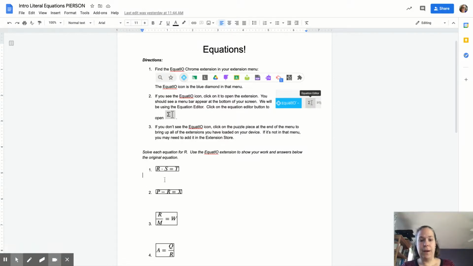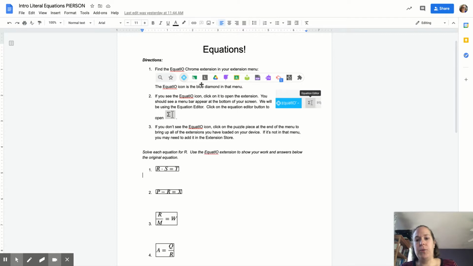Good morning. I want to show you how to use the EquatIO extension in Chrome to do your math for science class this year. So I'm using the literal equations assignment that a lot of you have already done, and I'm going to show you how to use it to do the math, and then hopefully you'll be able to use it for anything for the rest of the year.